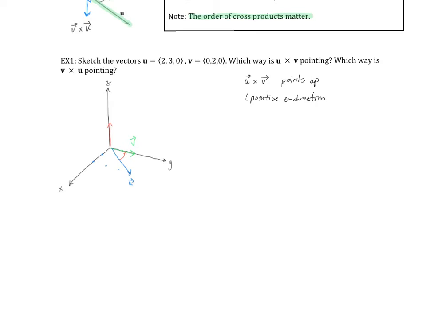Now if we were going to change the order to v cross u, it'll now be pointing down, or in the negative z direction. The next thing we want to do is look at some properties.